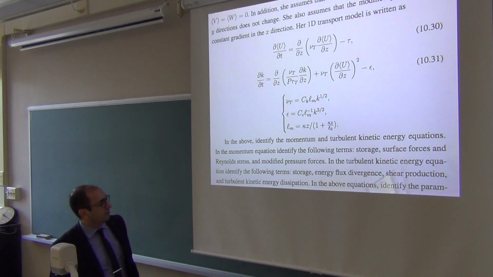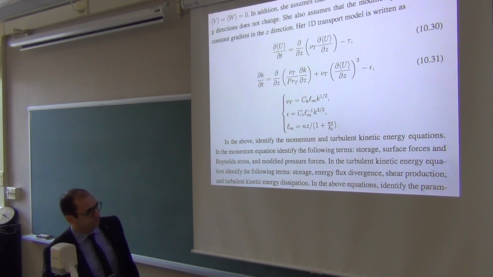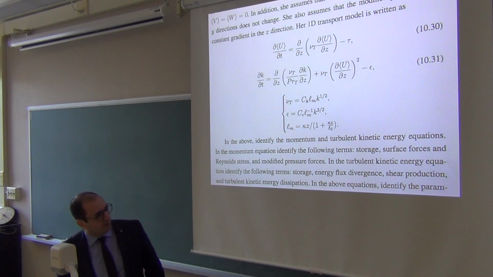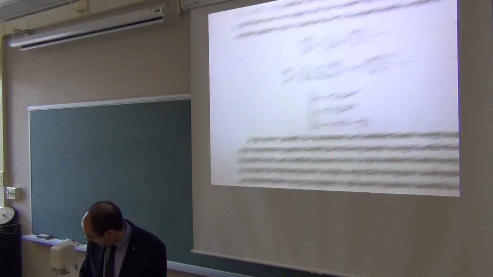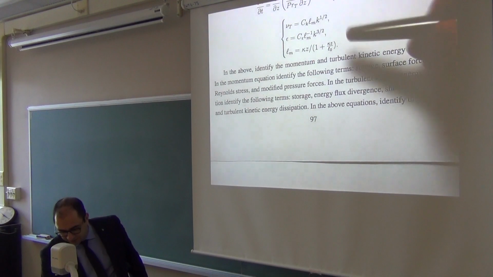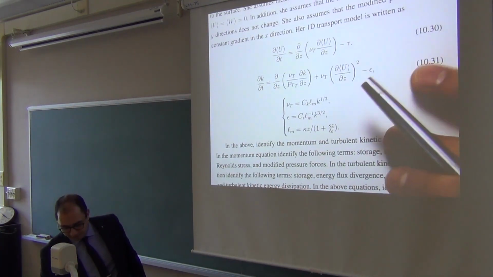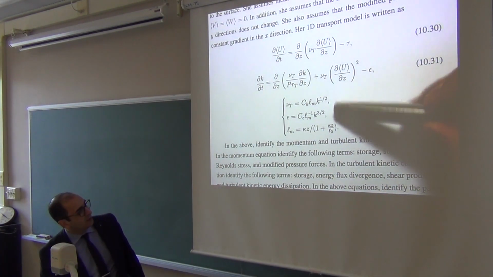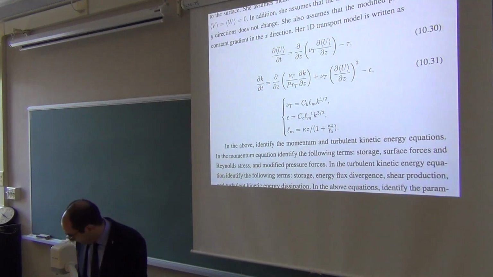Likewise, in the turbulent kinetic energy equation, I want to identify storage term, energy flux divergence, shear production, and turbulent kinetic energy dissipation. I'll identify those. Also, in the above equations, identify the parameterizations for the following terms: turbulent viscosity, kinetic energy, and dissipation rate. So, well, I already said, these are the parameterizations for turbulent viscosity, dissipation rate, and mixing length.